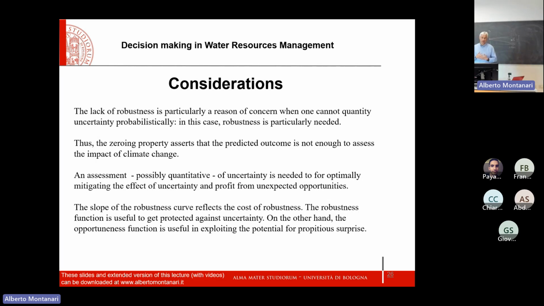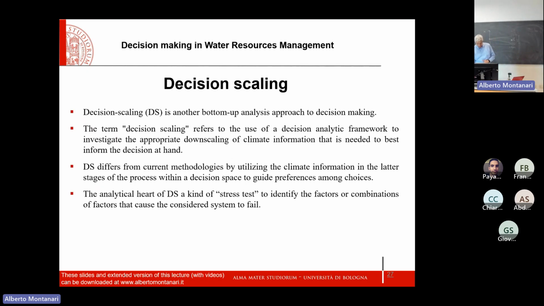On the other hand, it's very exciting because, as you see, uncertainty may also deliver windfalls. And this is something that we need to properly consider. Okay, and then there is another method which is much easier. Next Monday, I still have a final hour with some mathematics to introduce another one.